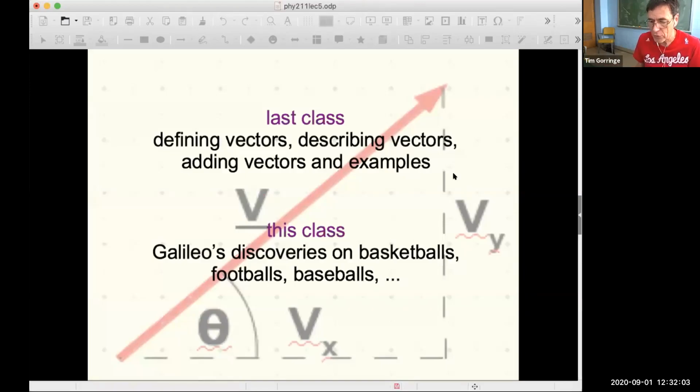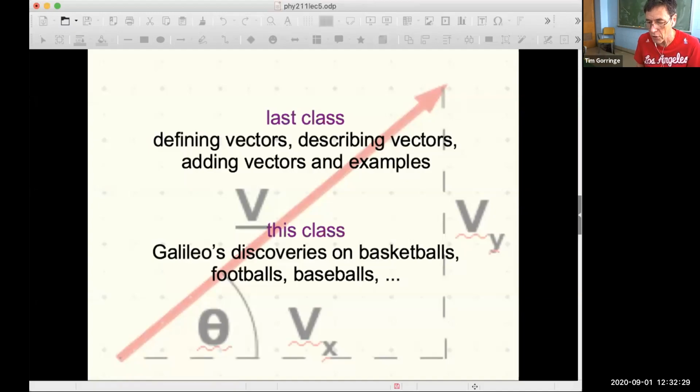So last class we talked about vectors. We talked about how we describe vectors in X and Y component language and in magnitude and direction language. And we talked about how we add vectors together for different cases, different examples. Today's class, we're going to get back to a bit more physics and a bit less mathematics.